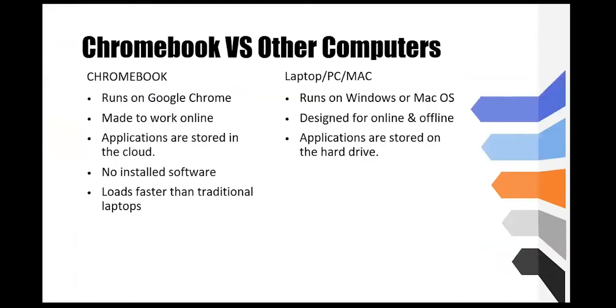All right, up first, the difference between Chromebooks and other computers. A Chromebook runs on Google Chrome. Other computers run on Windows or Mac operating systems. A Chromebook is primarily made to work online, whereas laptops, PCs, and Macs are designed for online and offline use. On a Chromebook, the applications are stored in the cloud and there's no installed software on the Chromebook. Whereas with other computers, the applications are stored on the drive of the computer itself.